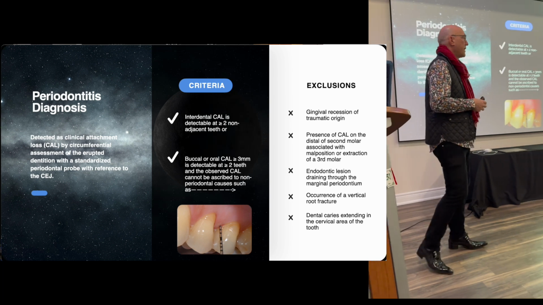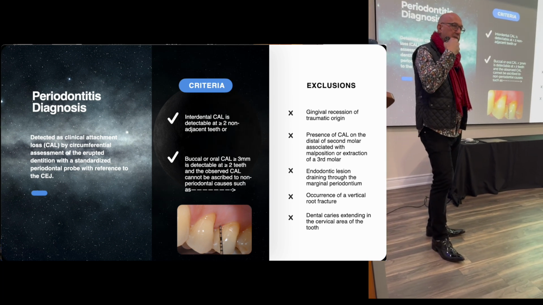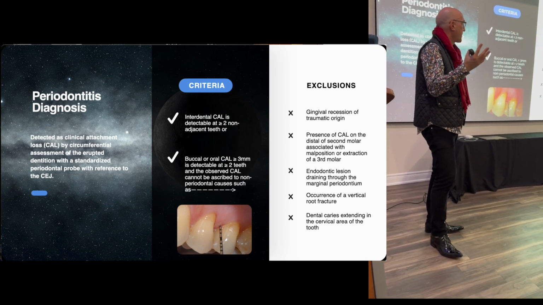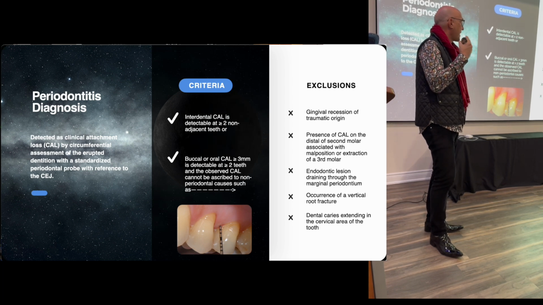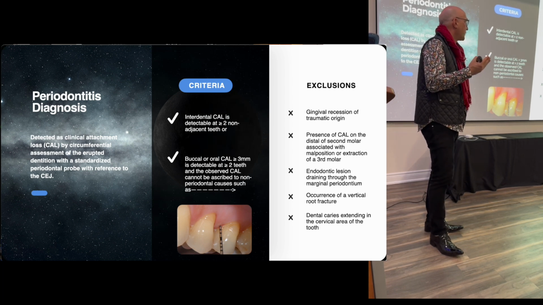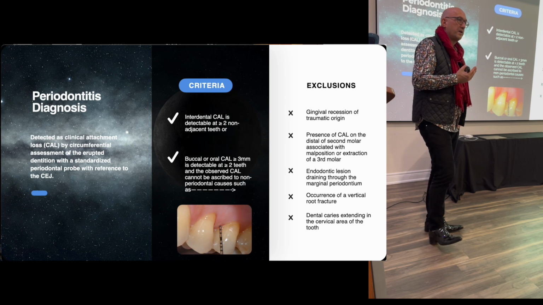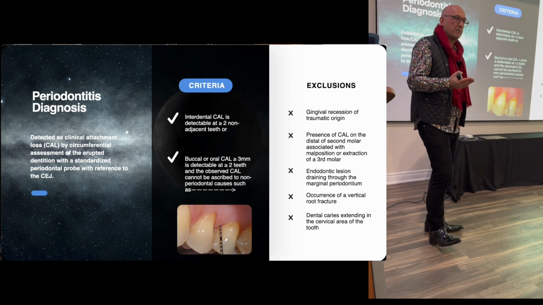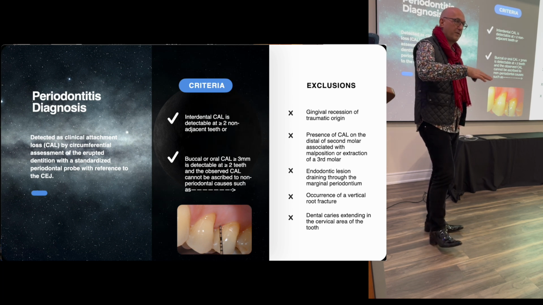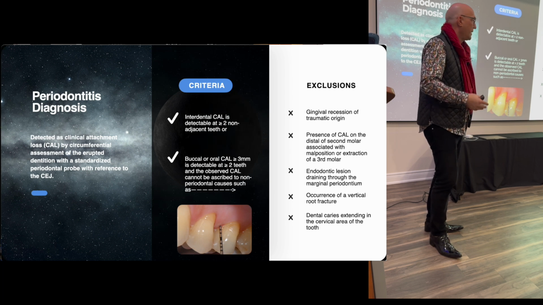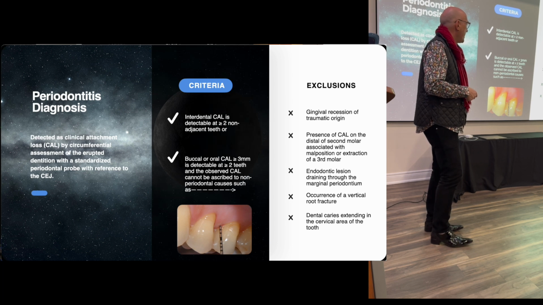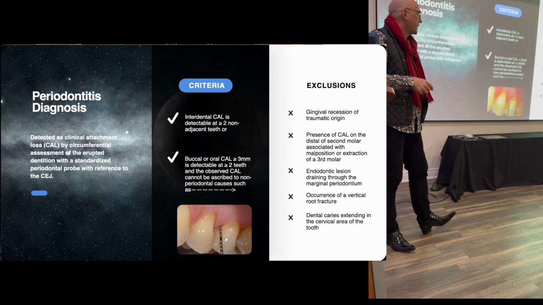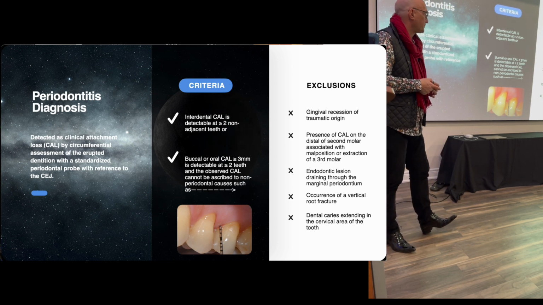Gingival recession of traumatic origin. So they've ripped their gum in an accident. That's not perio disease. You can't diagnose them with that. The presence of attachment loss on the distal of a 2nd molar associated with the malposition of a 3rd molar. Because quite often when you're removing a wisdom tooth, you have to take a lot of bone off on the distal of the 7. And that doesn't count as periodontal disease in the new classifications, which is a really important finding. An endodontic lesion draining through the marginal periodontium doesn't count.